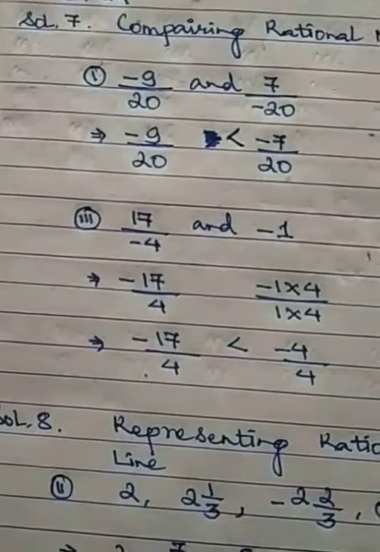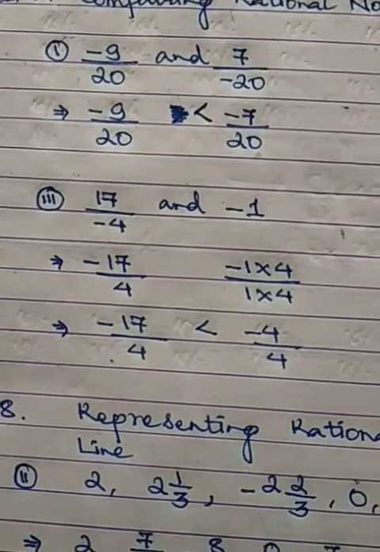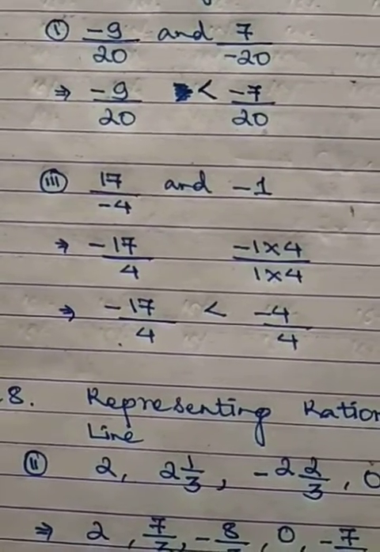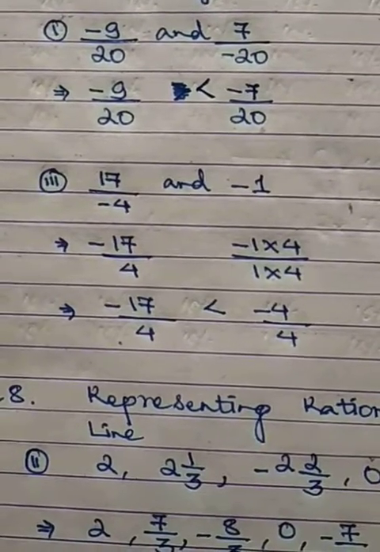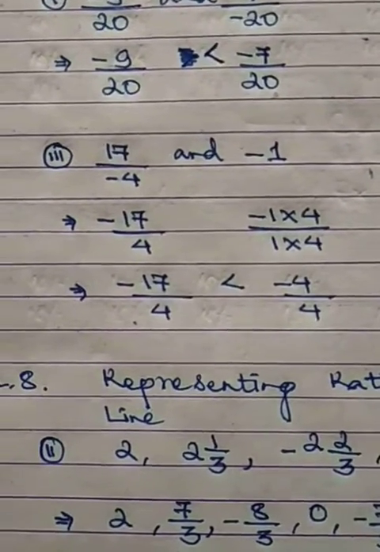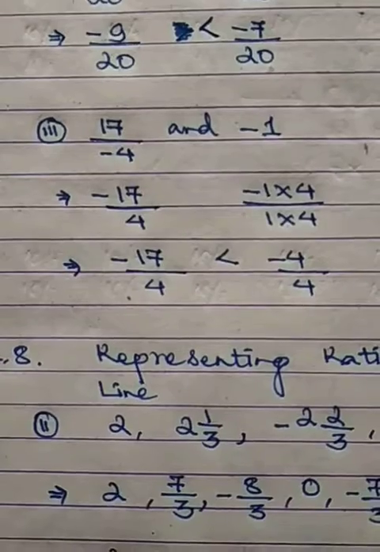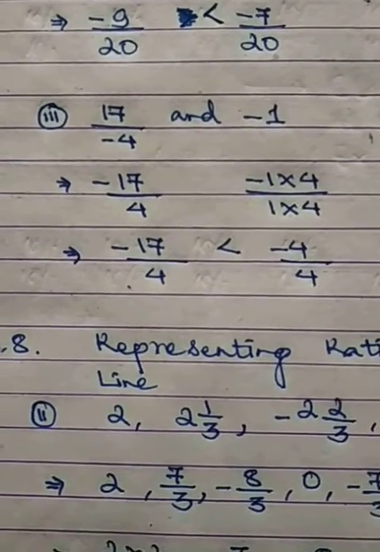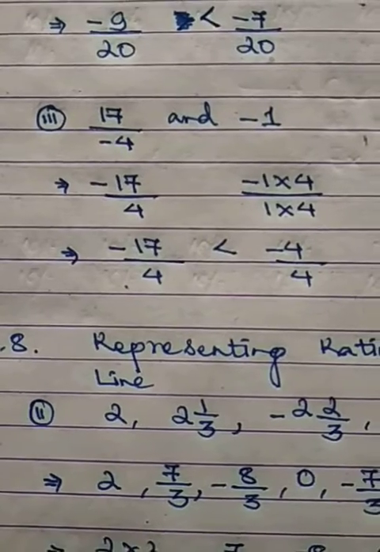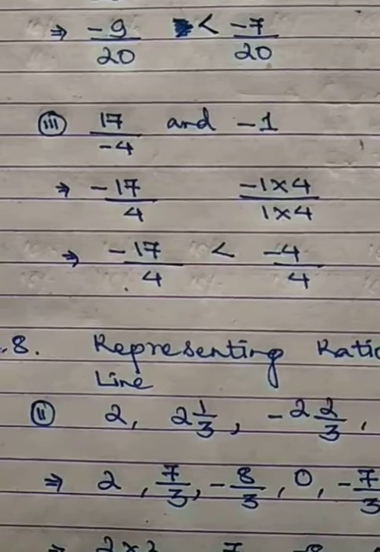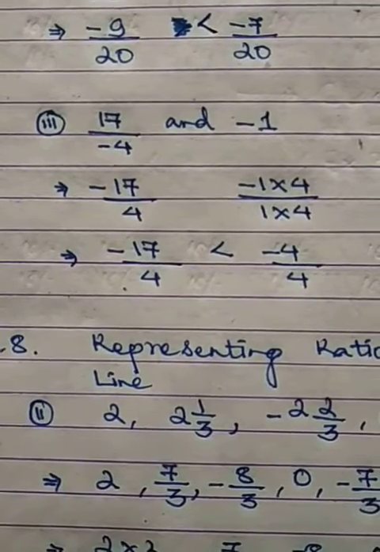So for question number 3 we have here is 17 divided by minus 4 and minus 1. Now here the problem comes, what is the problem? The main problem here is the second term, it doesn't have any denominator. So we know that whenever a number doesn't have any denominator, the denominator is 1. So what you can do is convert both the fractions to like fractions. And how will you do that? By taking the LCM of the denominators.